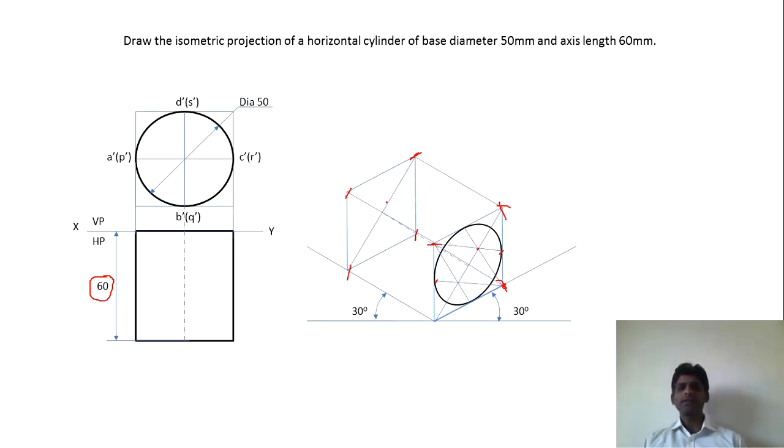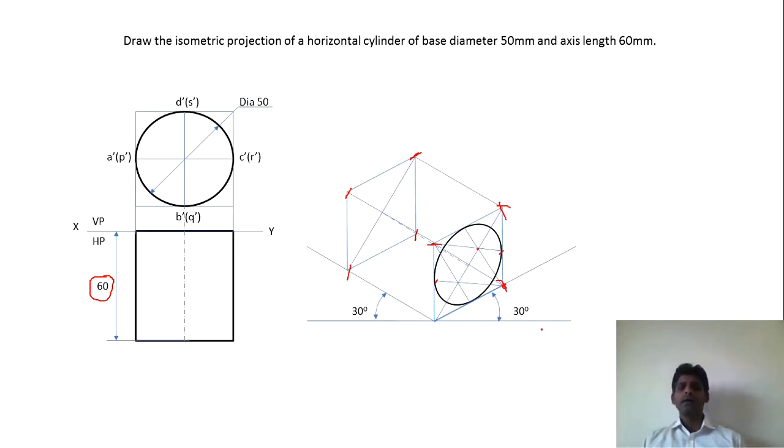Then once we get this again, you have to take the midpoint of this and join it to this corner, the midpoint of this and join it to this corner, and the midpoint of this particular line and join it to this corner, and the midpoint of this line should be joined to the corner here.